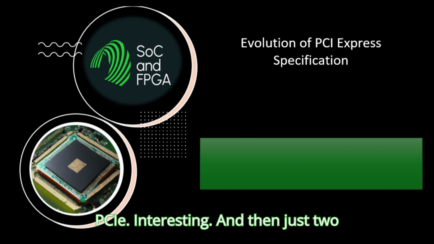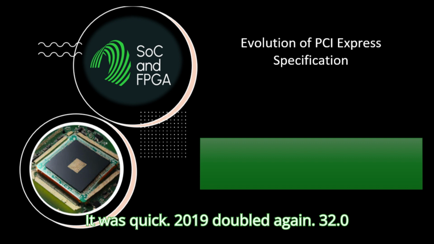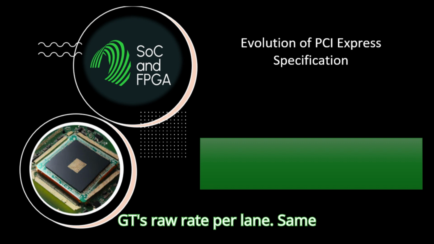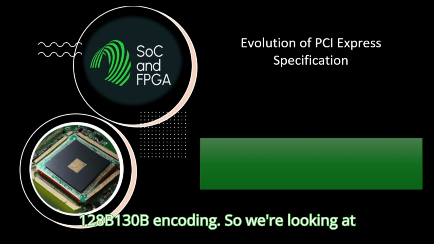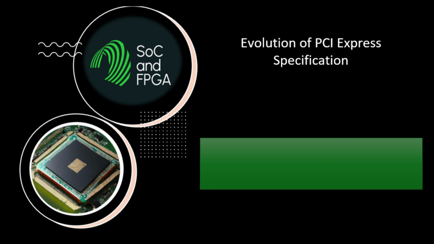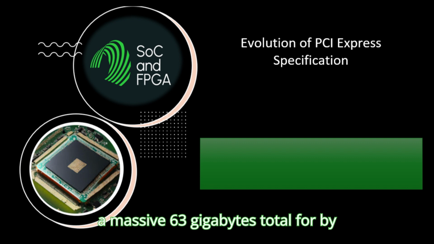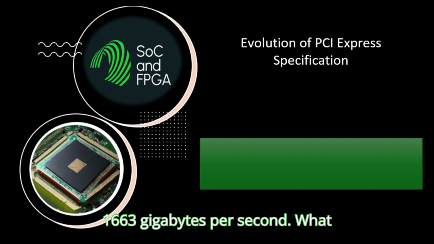External PCIe. Interesting. And then just 2 years later, PCIe 5.0. That seemed quick. It was quick. 2019, doubled again. 32.0 GT/s raw rate per lane, same 128b/130b encoding. So we're looking at nearly 4 gigabytes per lane. Just about. Roughly 3.94 gigabytes per lane, or a massive 63 gigabytes total for x16.